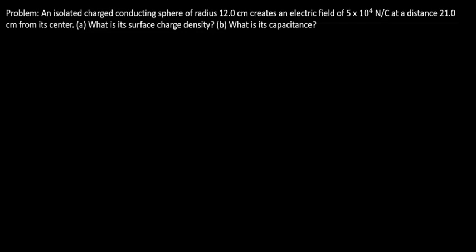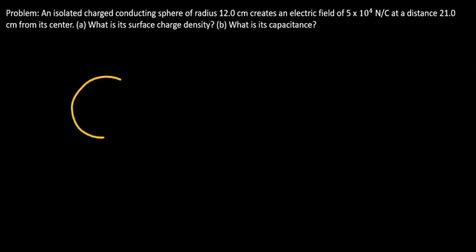Problem 1. An isolated charged conducting sphere of radius 12 cm creates an electric field with a magnitude of 5 times 10 to the power 4 newtons per coulomb at a distance 21 cm from its center. What is its surface charge density and its capacitance?